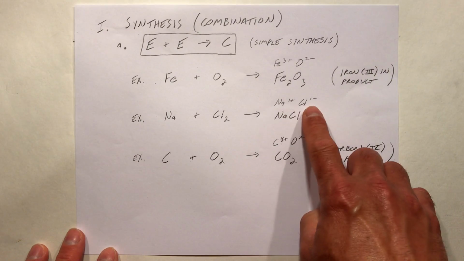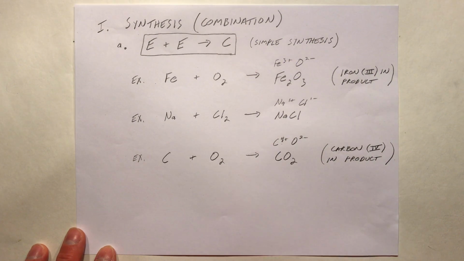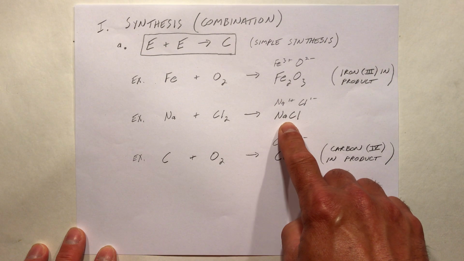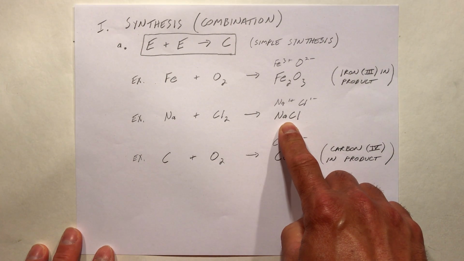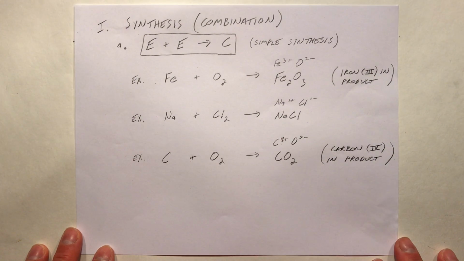When we crisscross Na1+ and Cl1-, we get a compound NaCl. Again, that's our prediction for what the compound is likely to be. To be sure of that, we'd have to go into the lab and collect that and test it and see if it matches the properties of NaCl.